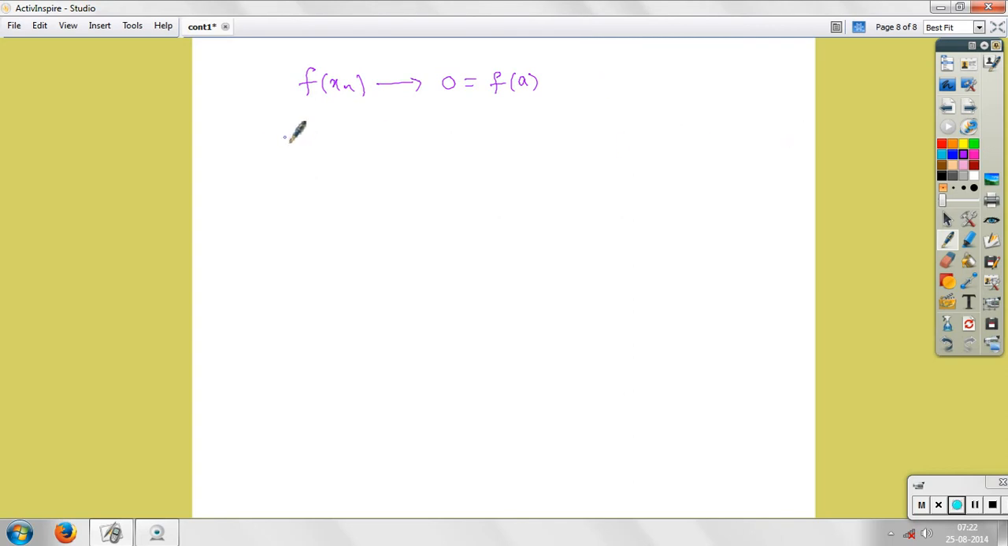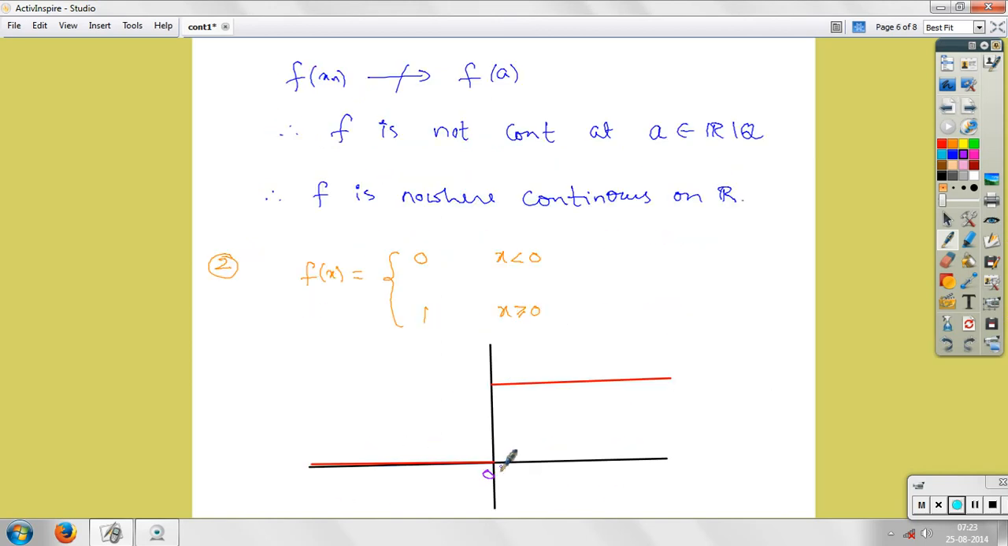So it shows that this function f is continuous at a if a is less than 0. Similarly, by a similar argument, we can prove that f is continuous for every a greater than 0. Now, let a be equal to 0. Then the diagram suggests that it is not continuous at 0.